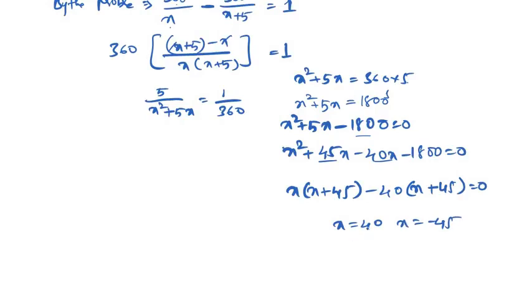So speed is always in a positive form. That's why, we need to find the speed of the train only, so x is equal to 40 kilometers per hour. This is the answer here.